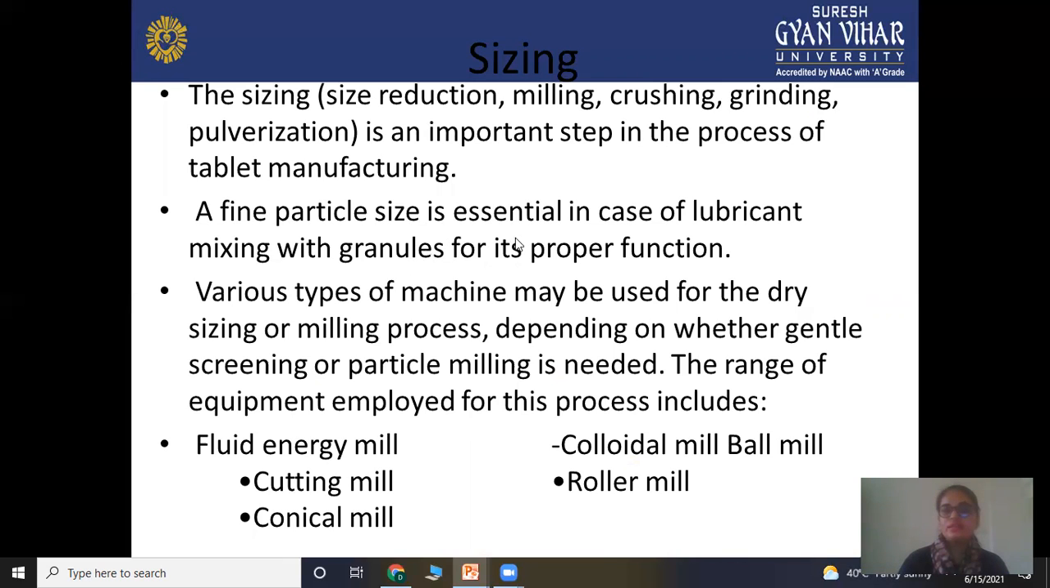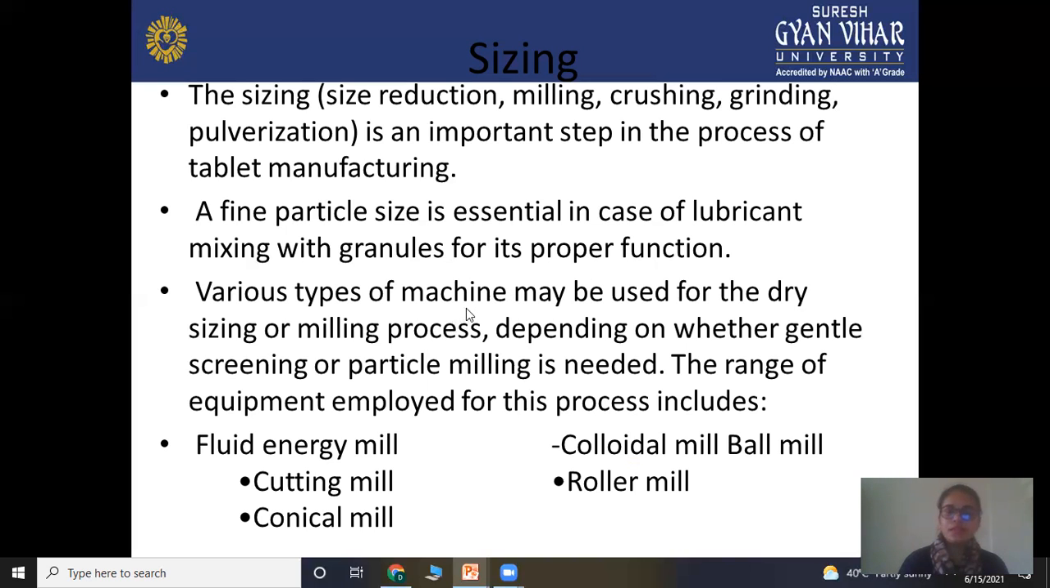A fine particle size is essential in the case of lubricant mixing with granules, and for proper function a small particle size is very good. When you use the lubricant with small size particles or granules, it should give good flow property, and the mixing property is also good with the help of this lubricant.